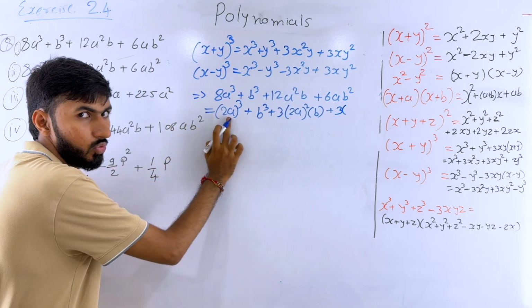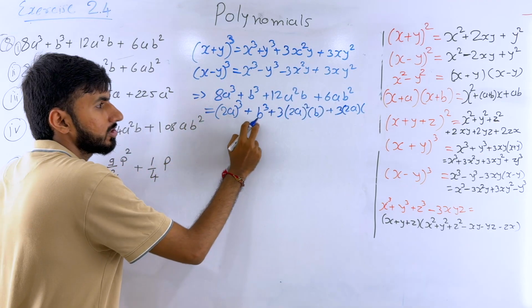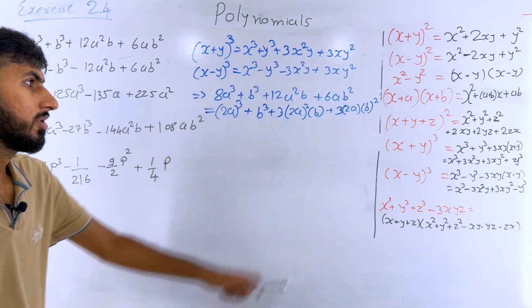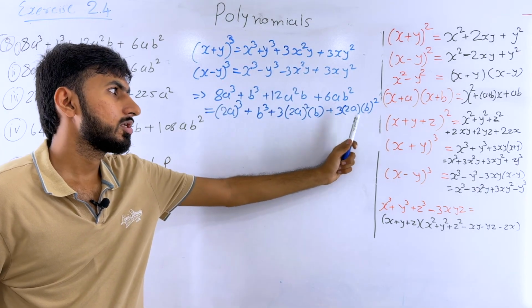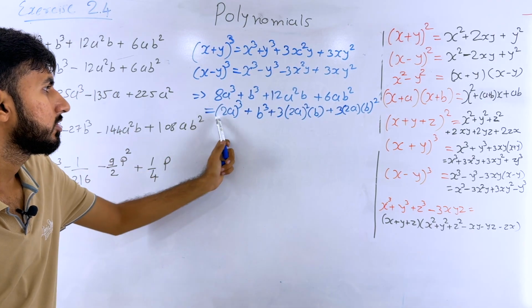First term is 2a only, so I have to write (2a) square. Second term is b only, so write b square, right? Now compare it with the term in the question. 3 multiplied by 2, that will be 6a and b square. 6a and b square. So yes, this is my first step.